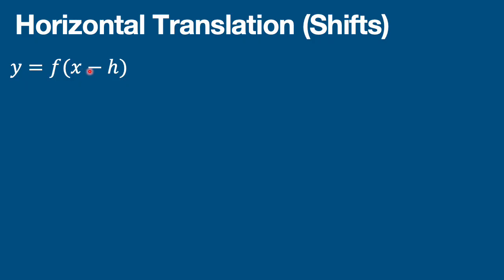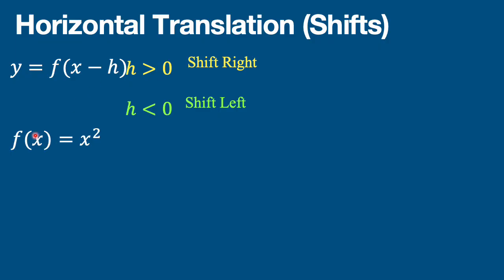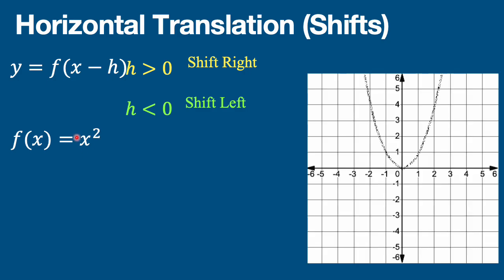Here is a negative sign. So h can be two values, positive and negative. If h is negative, it means inside the parentheses it's gonna be positive. You have to be very careful with that. H is positive, shift right. H is negative, shift left. What do you mean by that? I'll give an example. f of x is x squared. You're gonna sketch f of x equals x squared, the quadratic function.